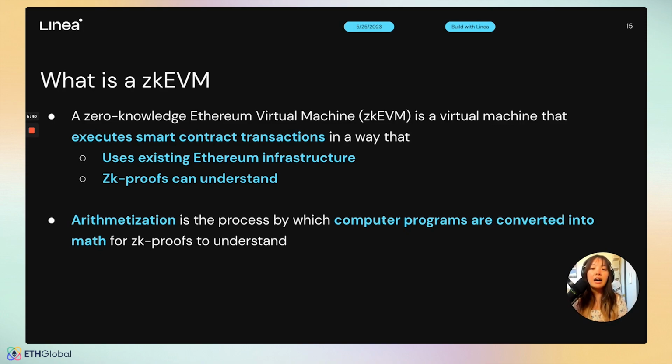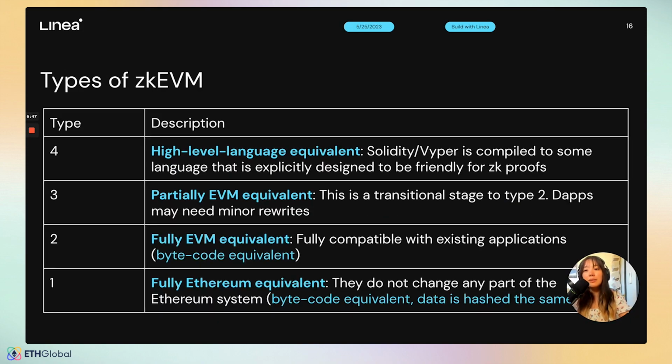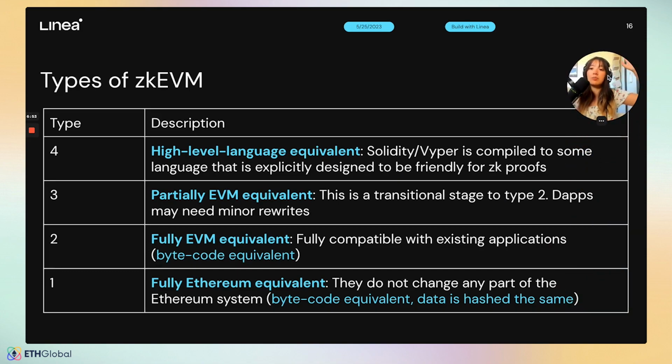How do you do that? That's something called arithmetization, right? To actually do that is very difficult, right? And so that's actually why we have 4 different types of ZK EVMs now. So starting from the very top, we have type 4.